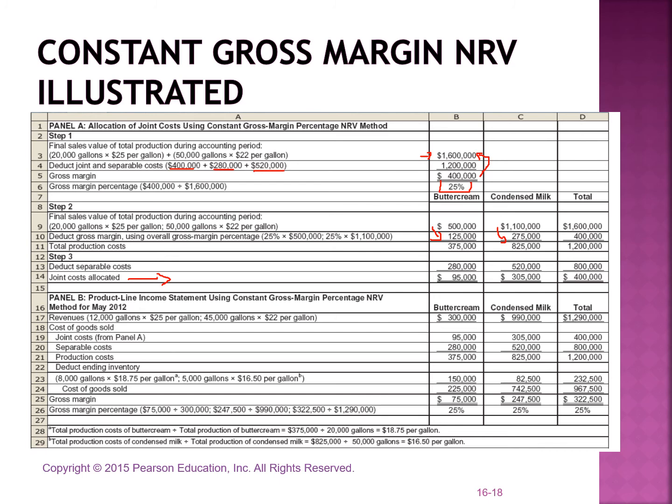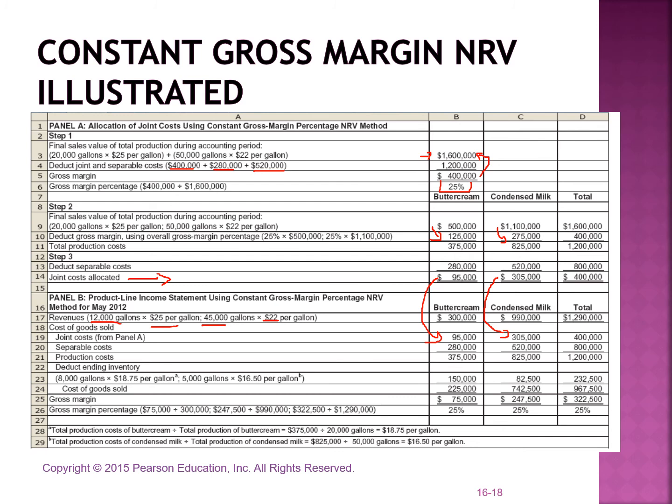For preparation of the income statement, again, I will go for the actual number of units sold, 12,000 by 25 and 45 by 22. Then I take the joint cost from A, which is 95,000, and 305,000, and the separable cost, which is given, 280 and 520, and this is the total production cost that we already have here.